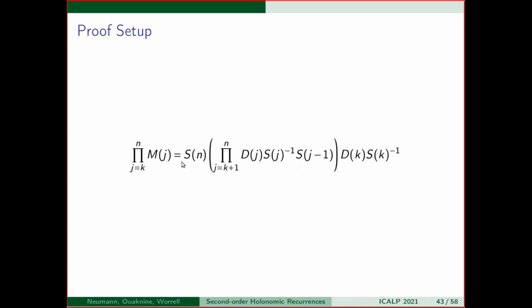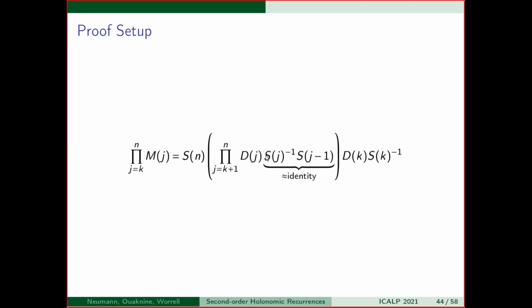Now this matrix product will be something that's sandwiched by the nth and kth base change matrix here, and the main contents of this matrix product will be products involving a diagonal matrix, and then these expressions of the form Sj inverse times Sj minus 1. In the C-finite case, the base change matrices don't depend on j, so that this expression is just equal to the identity. In our case, of course, the matrices depend on j, and this will not cancel out, but this expression will be approximately equal to the identity. So for large k and n, this expression will converge to the identity.